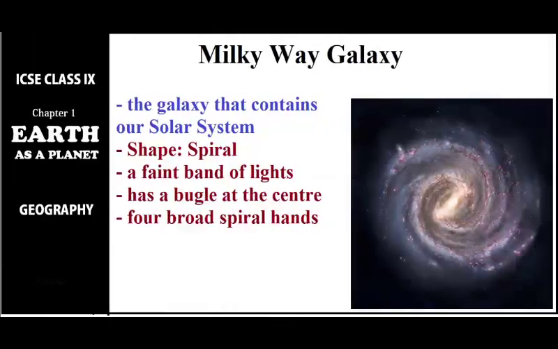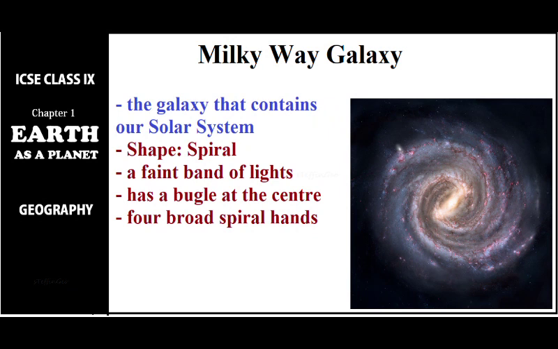Now moving on to the next important topic to be discussed, the Milky Way galaxy, our galaxy. The Milky Way galaxy is the galaxy that contains our solar system. Shape is spiral, and what is it actually? It's nothing but a faint band of light which we see at night time. The lights are coming from the stars. There are millions of stars, and from each star, light is coming out. So, if you look at the night sky, you will be able to see at least one arm of the spiral galaxy. That's the Milky Way.